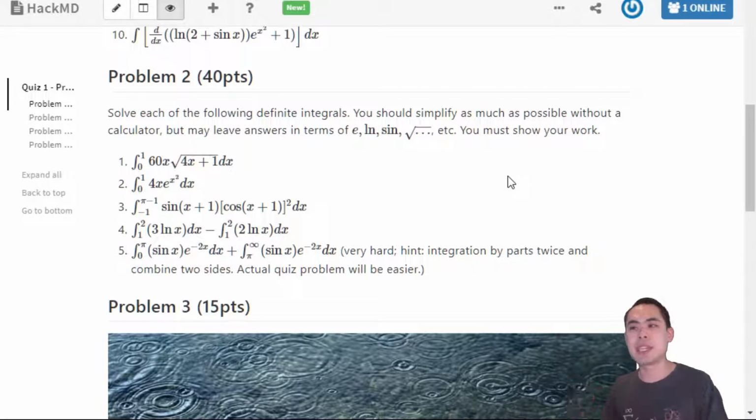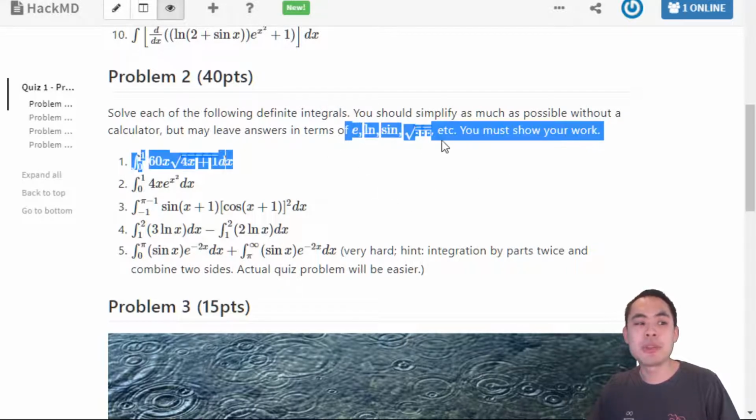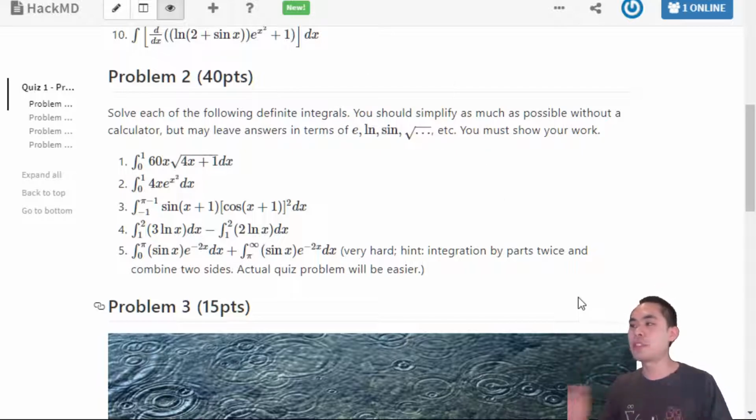You are not allowed to use a calculator, so unless you have memorized your log tables, which I know I certainly don't, you would find it very difficult to give the answers in decimal. So you don't need to do that. You should still simplify as much as possible, but only as much as you can without needing to use a calculator.